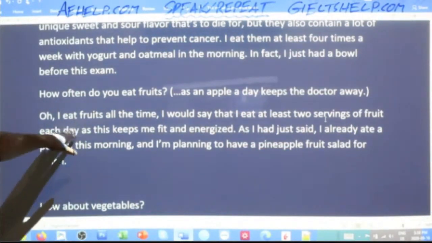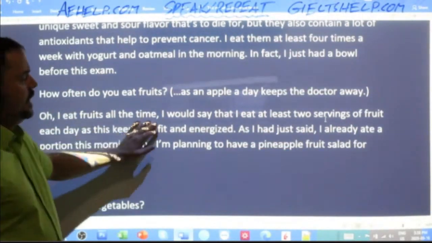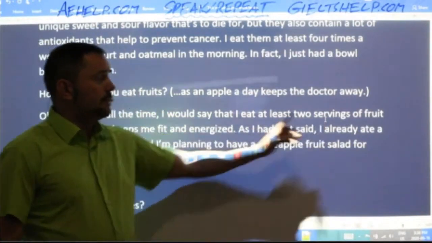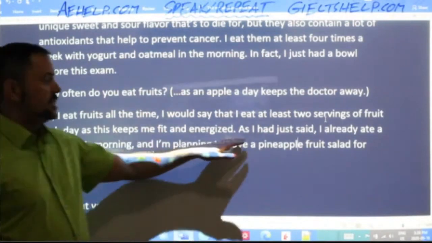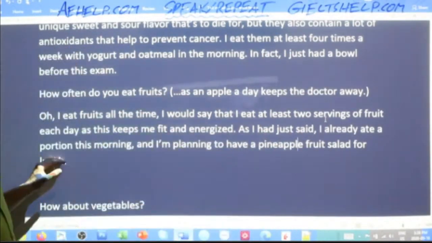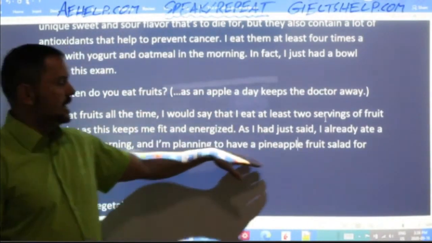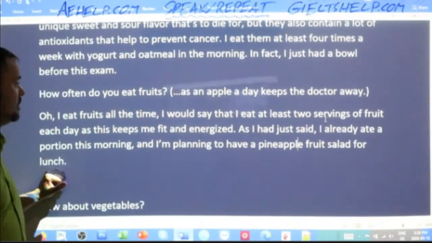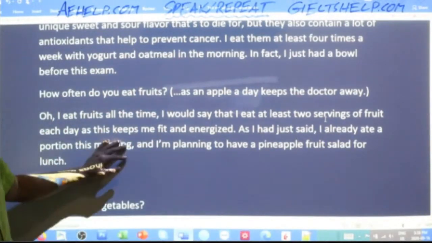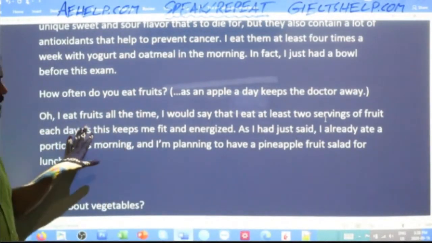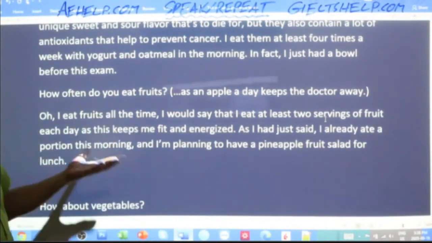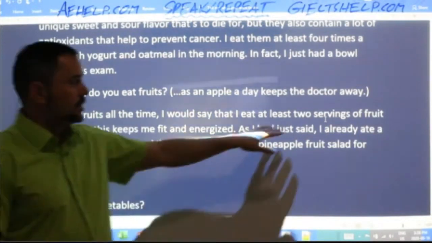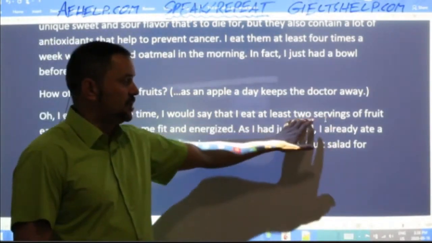Oh, I eat fruits all the time. I would say that I eat at least 2 servings of fruit each day, as this keeps me fit and energized. As I had just said, I already ate a portion this morning, and I'm planning to have a pineapple fruit salad for lunch. Okay, so notice how I use the qualitative all the time. Well, what's all the time? Well, it means at least 2 servings each day.